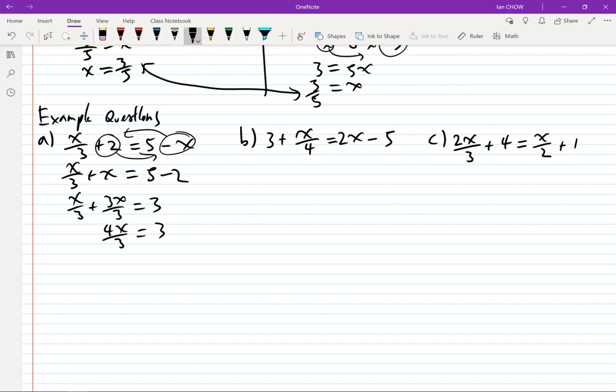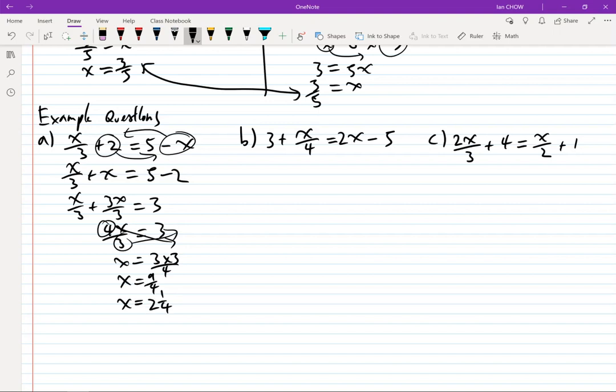And then we're going to do the cross multiplication of sending these to the opposite side. So x is equal to 3 times 3 over 4, which is going to be 9 over 4. And then let's change that into a mixed number. That's going to be 2 and 1 over 4.